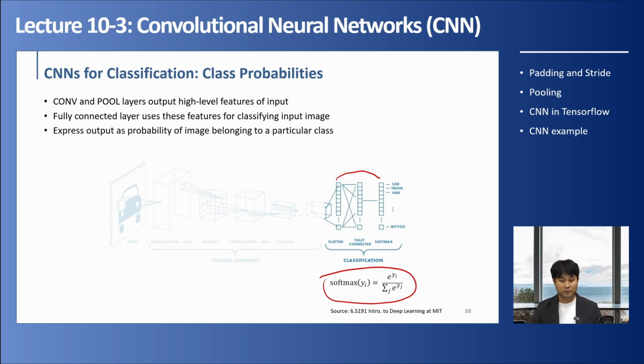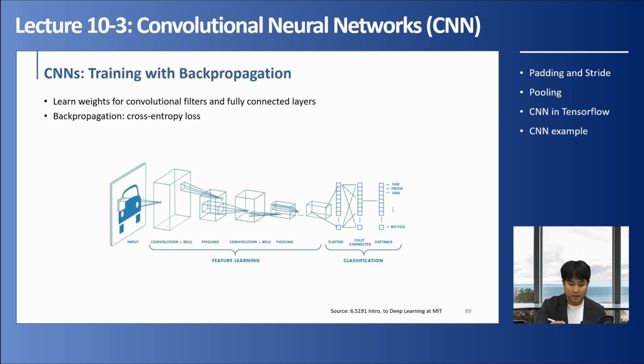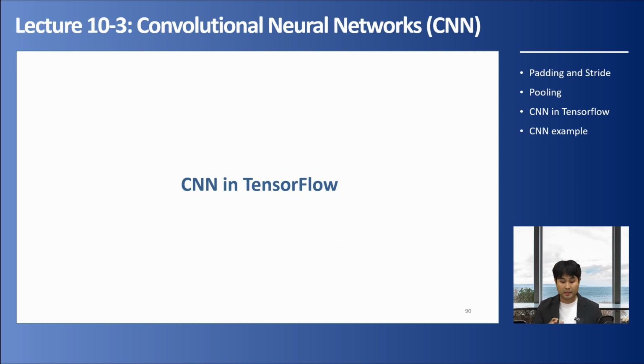And just like we've done for the artificial neural network case, we train these CNNs using backpropagation. So in other words, we're learning the weights for both the convolutional filters and fully connected layers through backpropagation. And the loss function that is used in this case is the cross-entropy loss. So based on this formulation, let's take a look at how we can actually implement a CNN using TensorFlow.